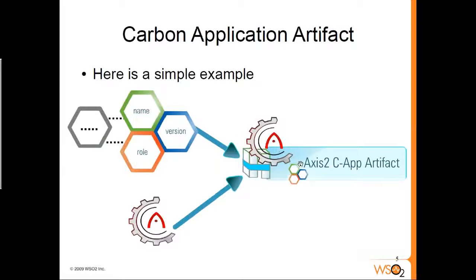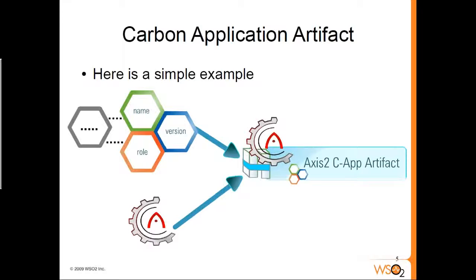Now we'll look at what a Carbon Application Artifact means. It means deployable modules in a single Carbon server. If you take an Axis2 service, it is deployable on the application server. And if you take a data service artifact, it can be deployed on the data services server. Likewise, we have around 20 Carbon Application Artifacts supported in Developer Studio.